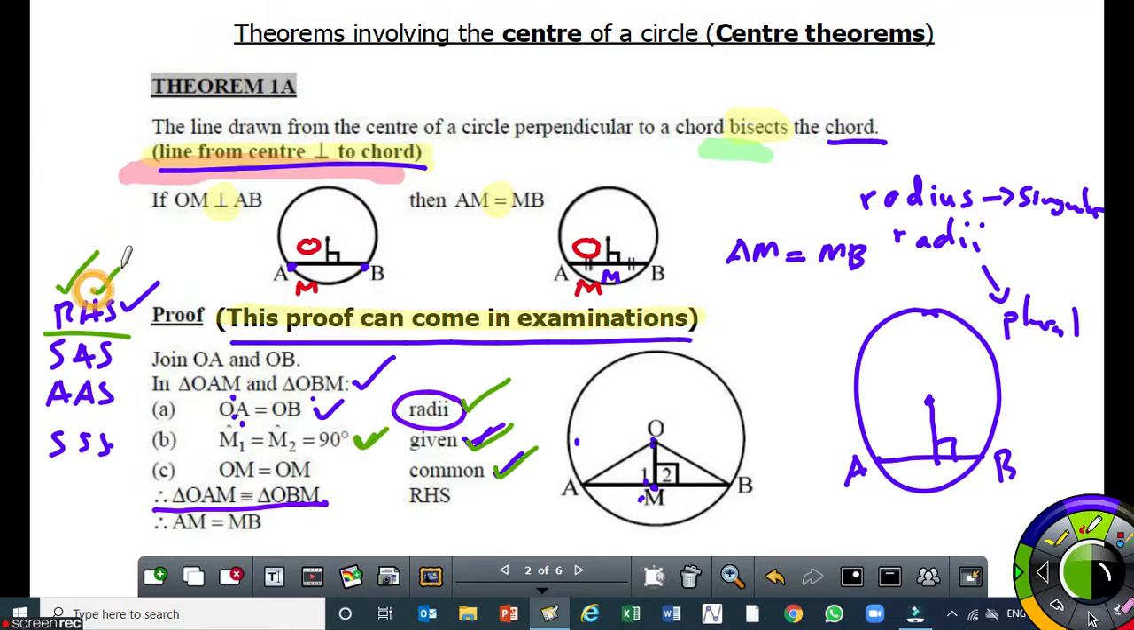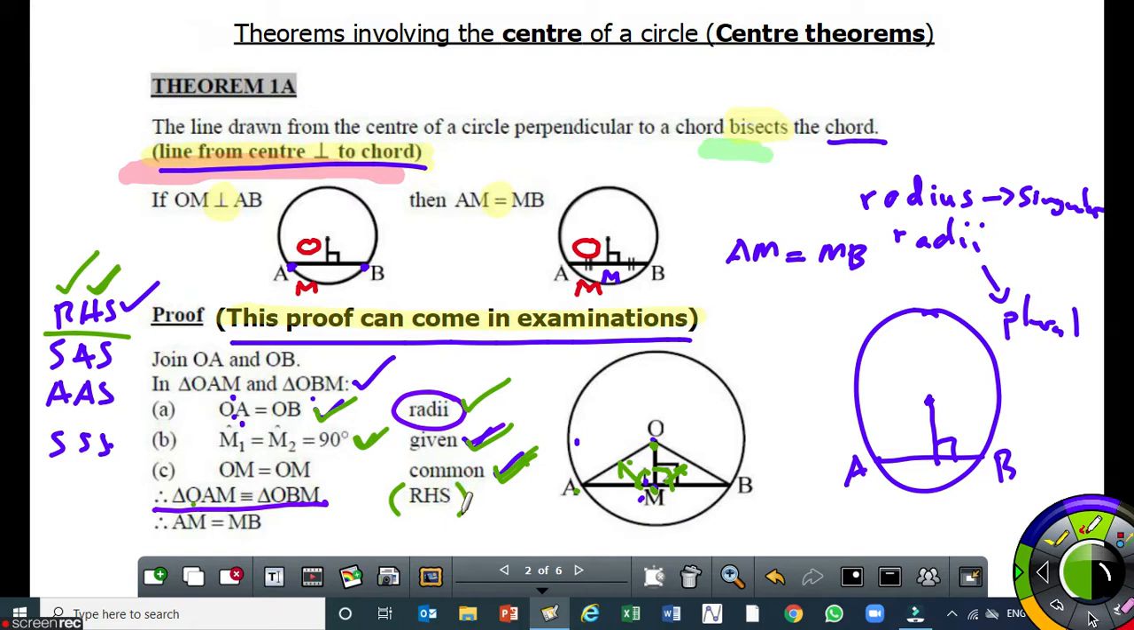The hypotenuse, remember, is the side which is opposite the right angle. So this is the 90-degree angle, that's the 90-degree angle. So we have got AO and OB. Our two hypotenuses are the radii, and they are equal. Then the side is going to be the one that's common, from here to there. So therefore, triangle OAM is congruent to triangle OBM because of the RHS condition.